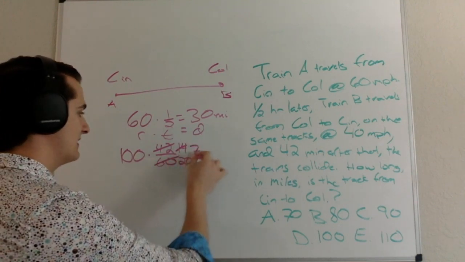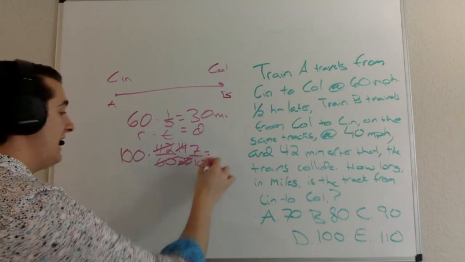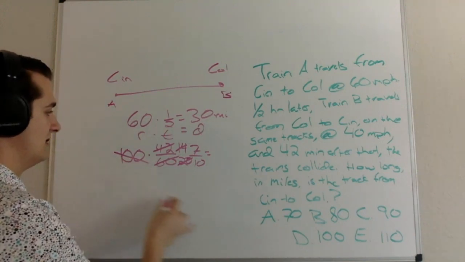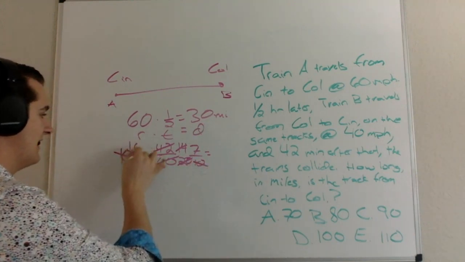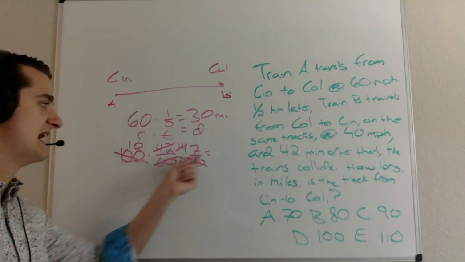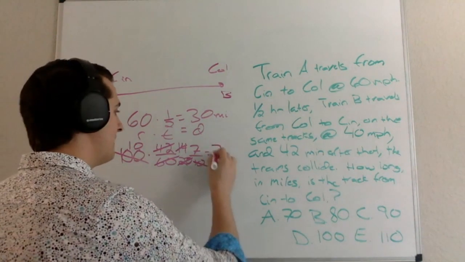And so I'm going to get 7 over 10 here, right? And from here, I'll go ahead and simplify. I'll take out a 0, and what I have is 10. I'll cancel my 100 with my 10, take out a 0, and what I have is 10 times 7. And so 10 times 7 is going to give me 70 miles.